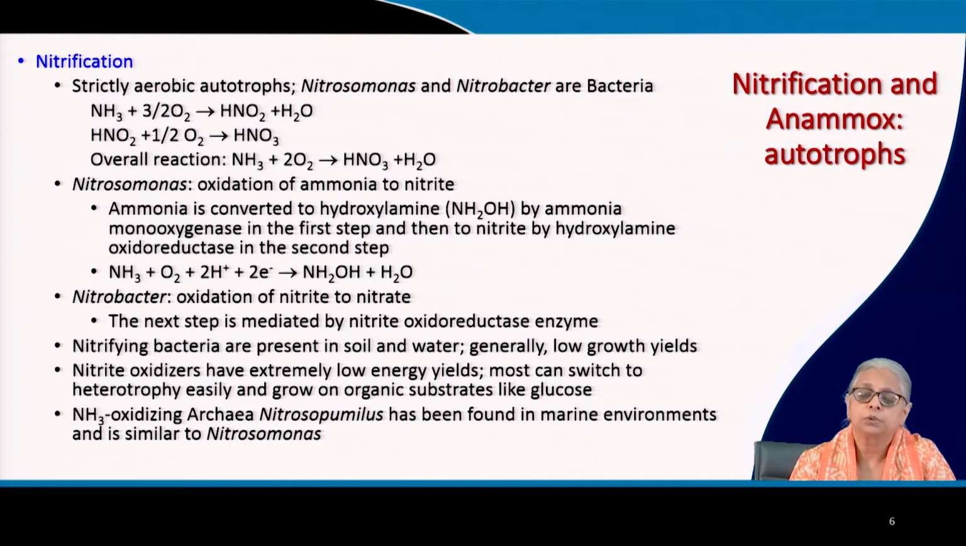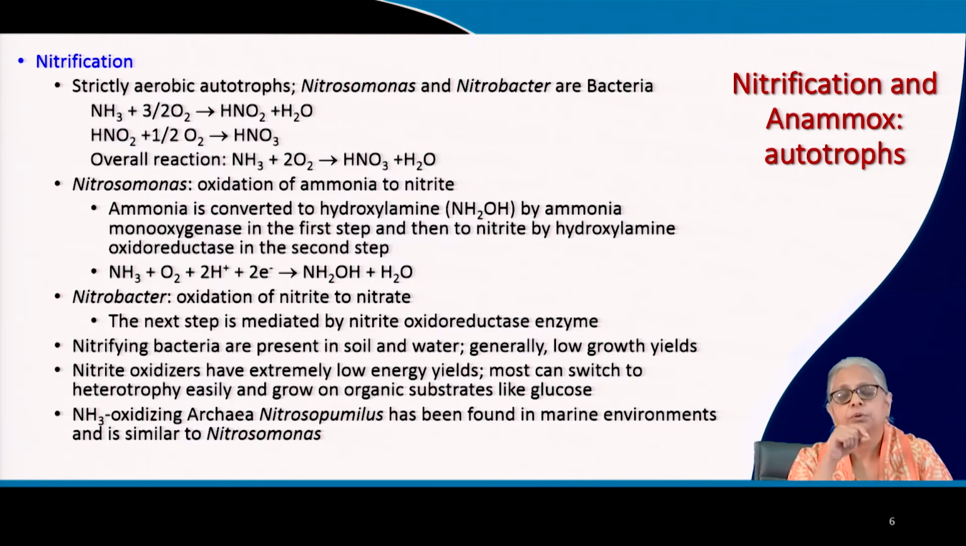Okay. So we are going to look at two major processes associated with nitrogen. One is nitrification and the other is anammox. Both of these groups of microbes that are involved in nitrification and anammox are autotrophic bacteria. So let's start with nitrification. We have strictly aerobic autotrophic bacteria that are involved in the nitrification process. What is nitrification? Let's first look at that, and then some of the species that are involved in this process.